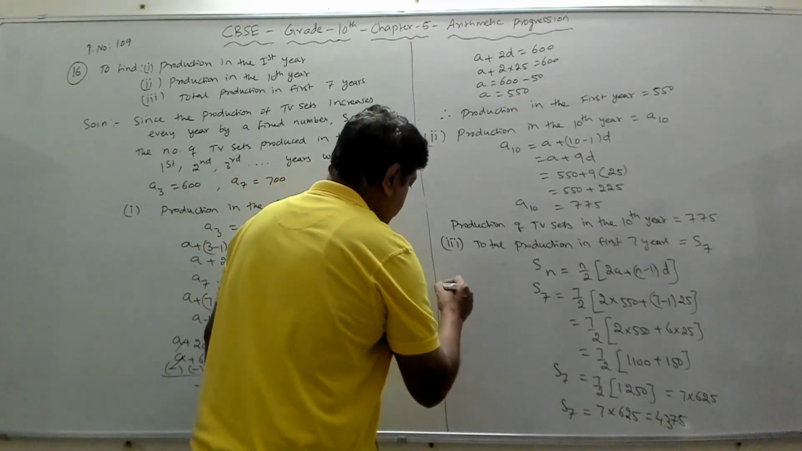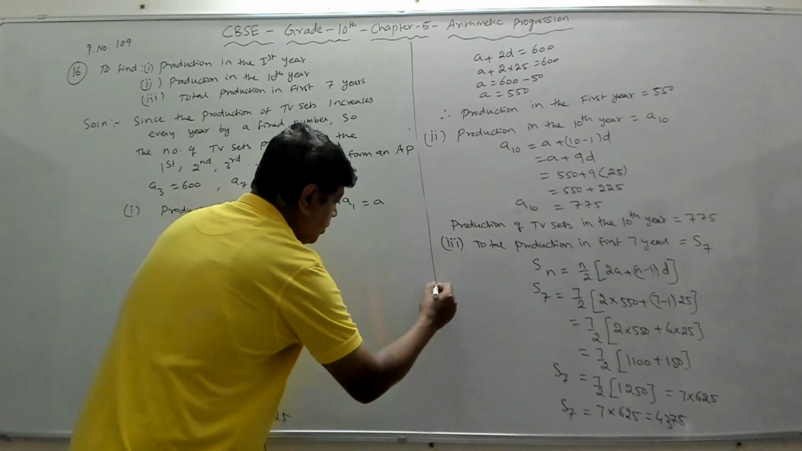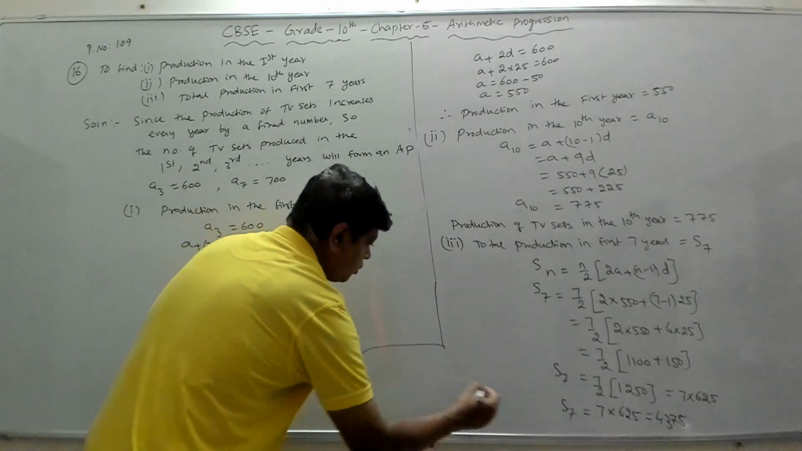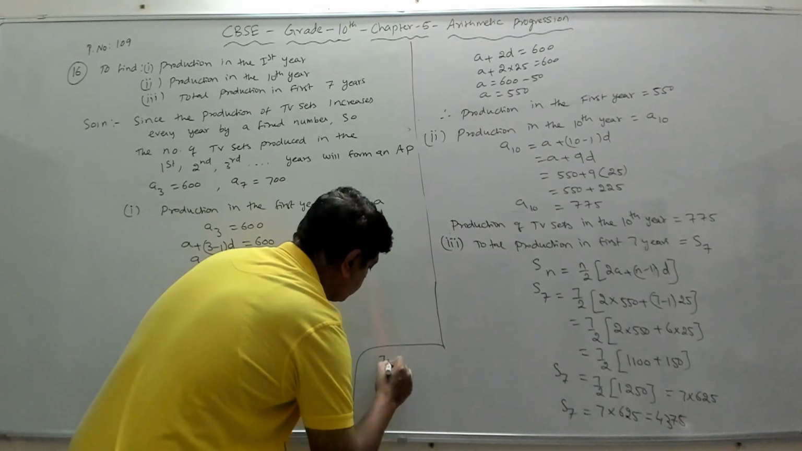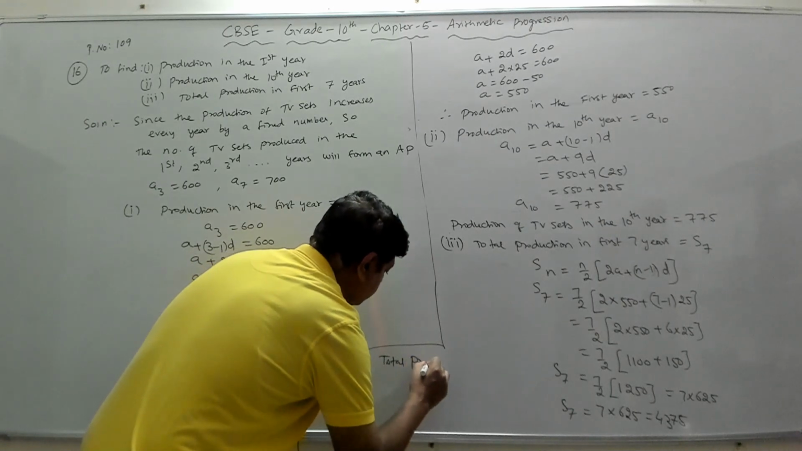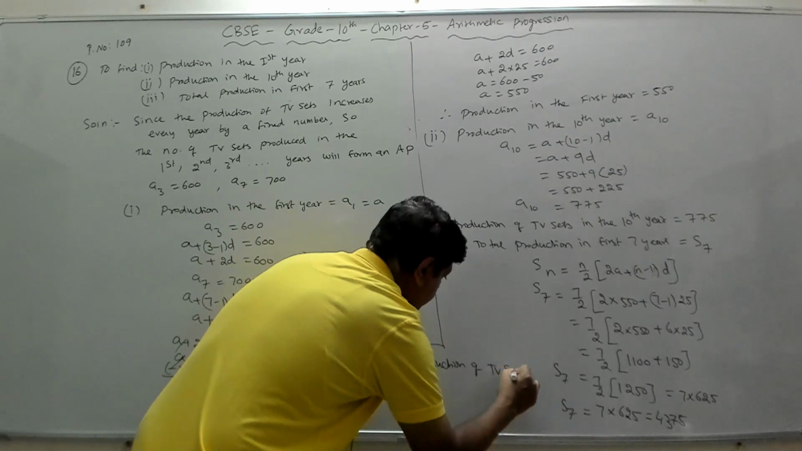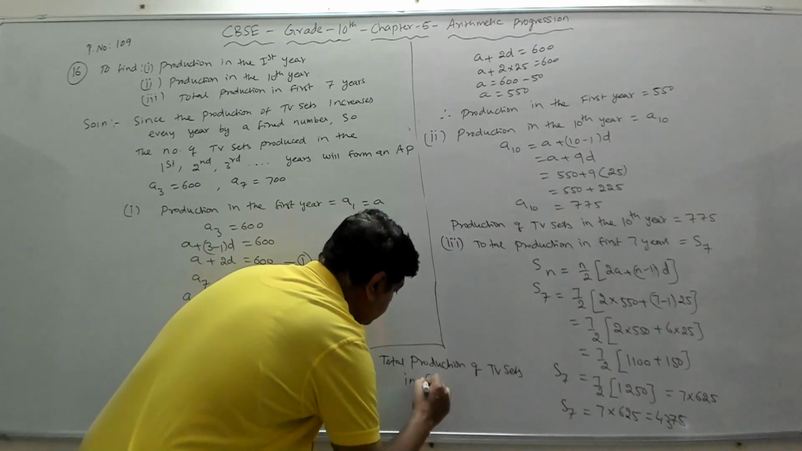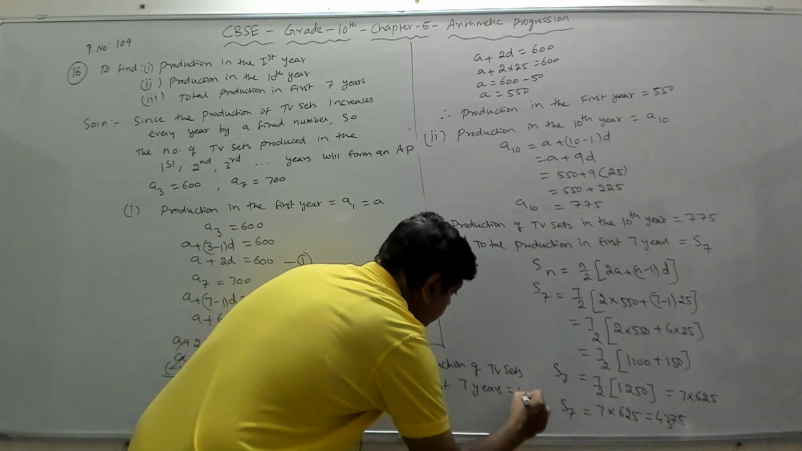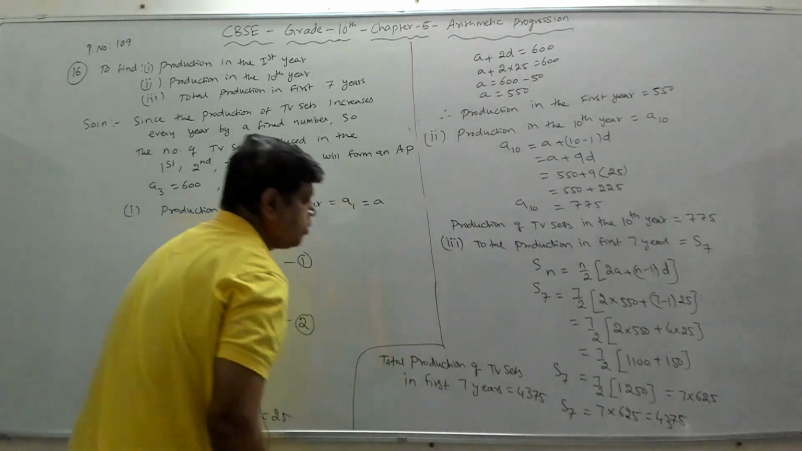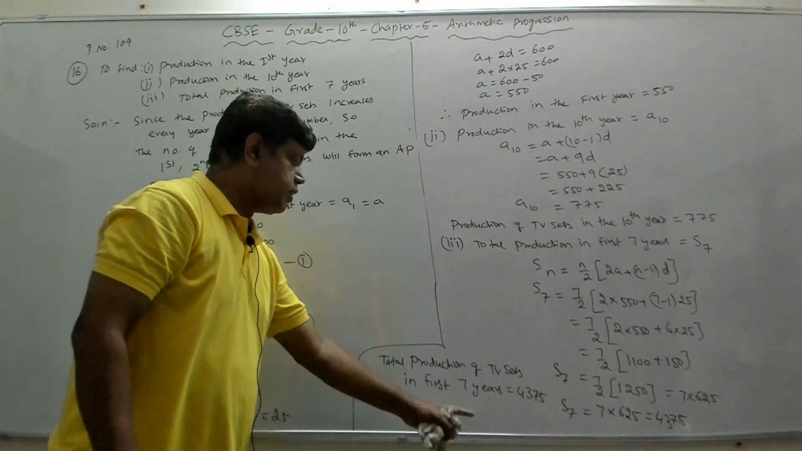So probably I'll write the conclusion here, the final step. So the final conclusion is: the total production of TV sets in the first 7 years is equal to 4375. That is the answer. 4375 TV sets are produced in the first 7 years.